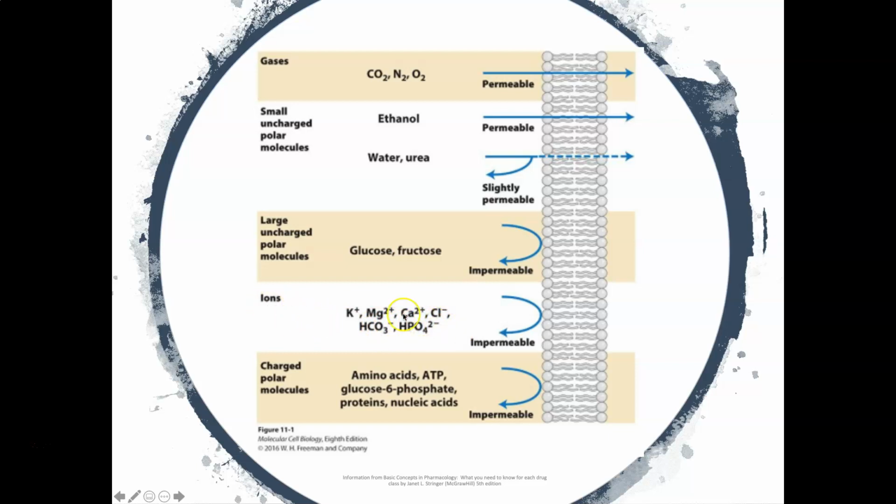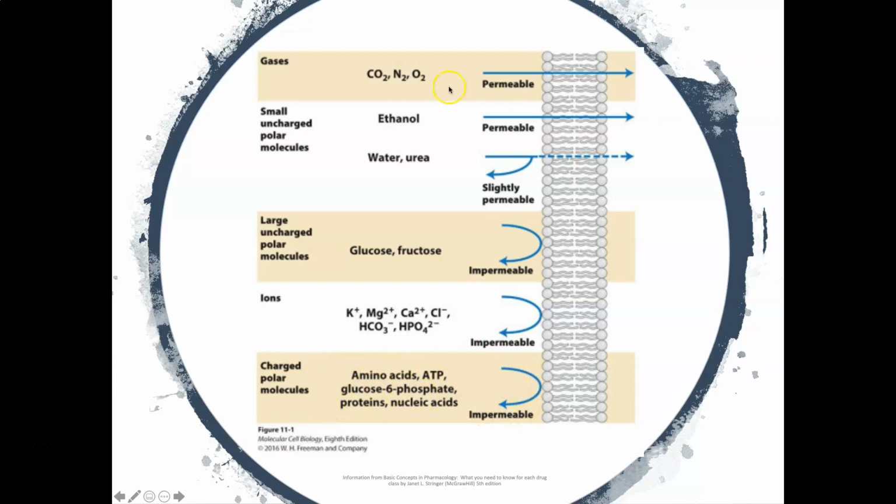So let's take a look at that. When you've got these ions and they are specifically charged, they are impermeable to a membrane. They have to be broken down into something else that is permeable. So for instance, gases, just the way that they're built, they are permeable. They'll go right through a membrane, no problem. Small uncharged polar molecules like ethanol and water and urea, those can be permeable and slide right through. Large uncharged polar molecules like glucose and fructose, those are impermeable. And you go down here, and ions are impermeable. Charged polar molecules, those are all impermeable.